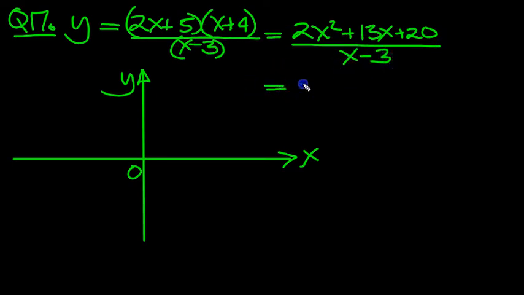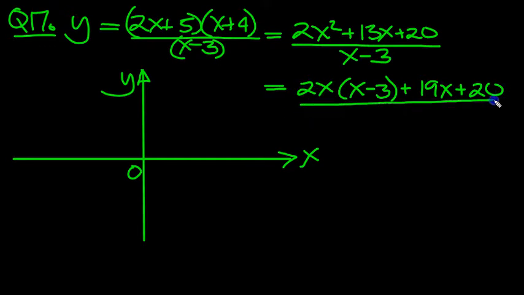So that's equal to then 2x times x. Now that will give us our 2x squared. Now we need a minus 3 here. So that will give us 2x squared, which is what we want. Then we've got minus 6. We want 13, so we need a plus 19x. Plus 20. So we've still got the same. And then we've got that.